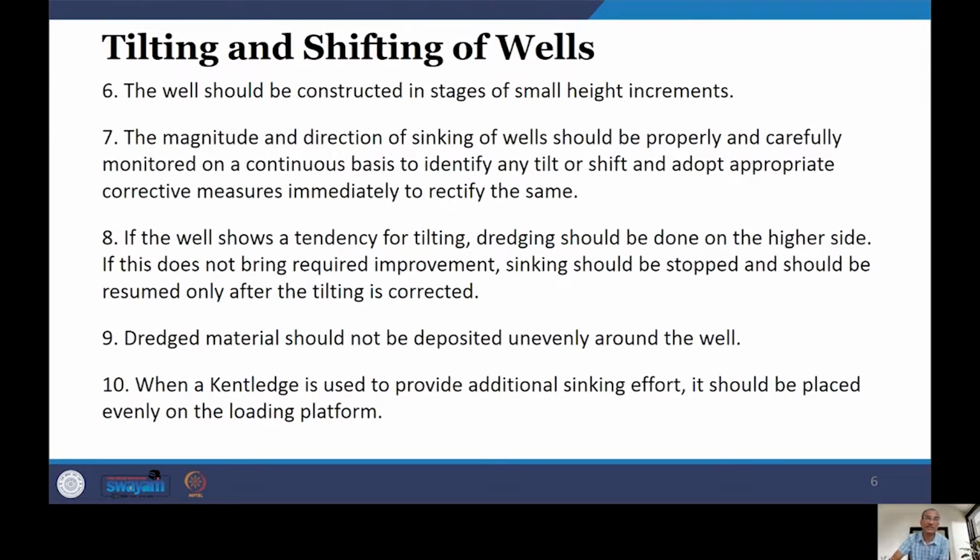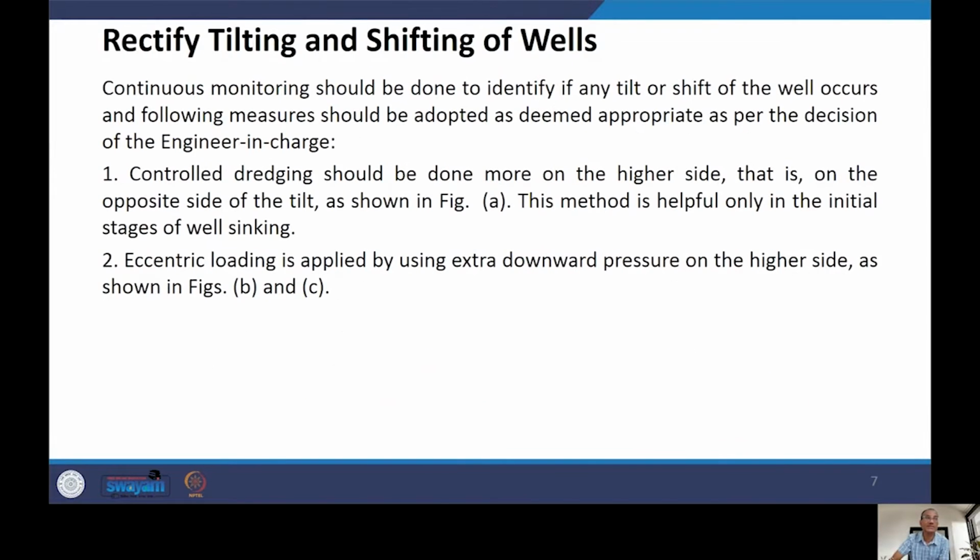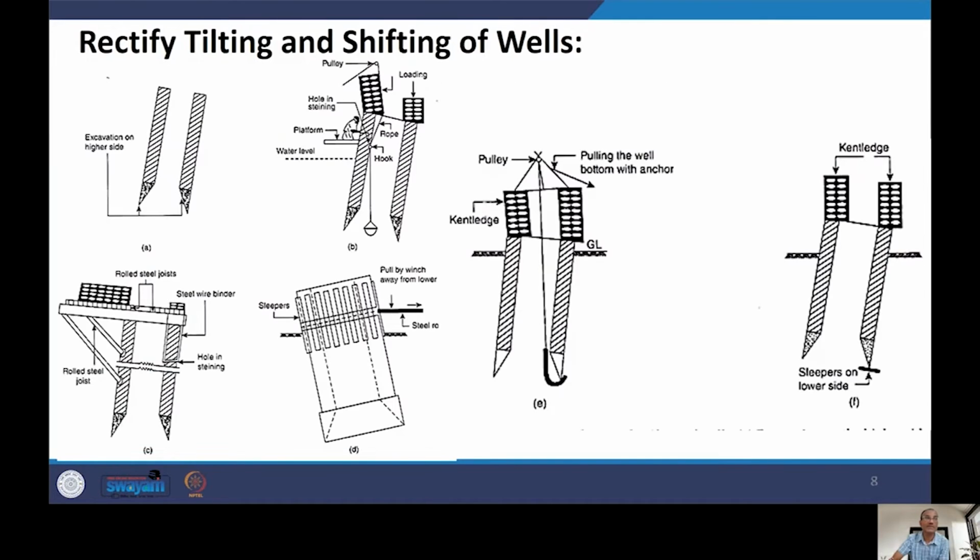So tilting and shifting of wells are explained using these figures also. So let me share with you before I go. Here you have a well. Let's say it is inclined, so excavation should be done on the higher side. Then here you could see in figure B, the inclination of this well is measured with respect to the vertical, and you can see that to correct this, naturally, if you tilt this portion on the left hand side, then the tilt will be corrected.